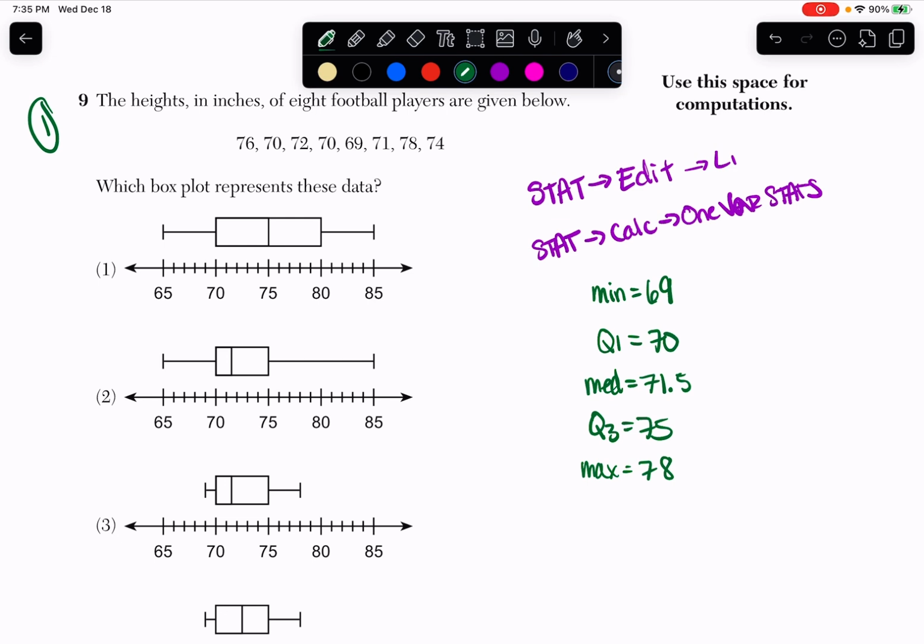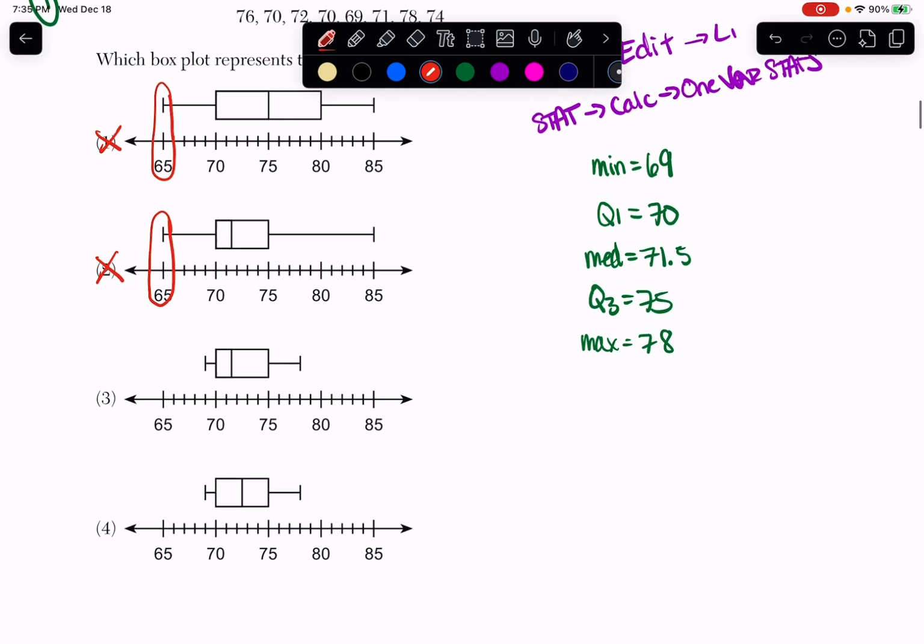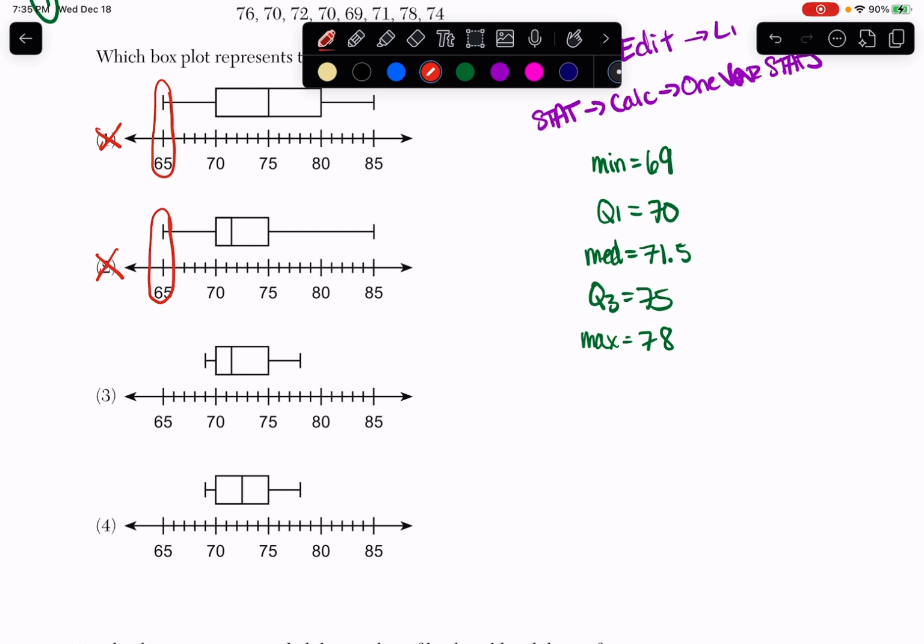So now I have my 5-number summary. I just need to compare each of my box plots and use process of elimination to figure out which one is incorrect. So I'm going to start just with the minimum. If my minimum should be 69, I can get rid of this answer choice because I see my minimum's at 65. So I can get rid of options 1 and 2 just based off the minimum.